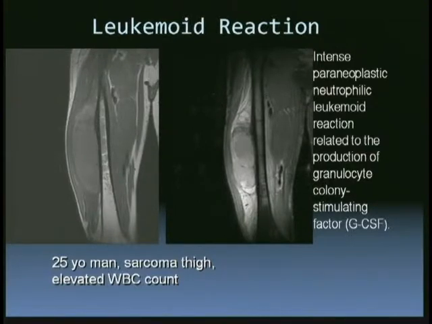paraneoplastic manifestation of sarcomas where there's an increased production of granulocyte colony stimulating factor by the tumor, causing this abnormal marrow signal. And the patient was treated, the marrow went back to a normal appearance. There was no demonstration of abnormal cancer cells in the marrow, and his white blood cell count went back to normal.